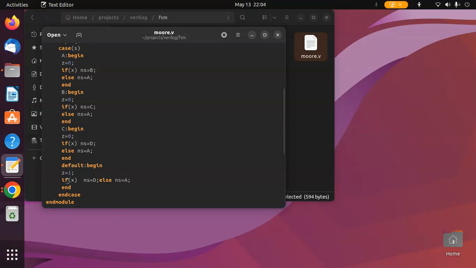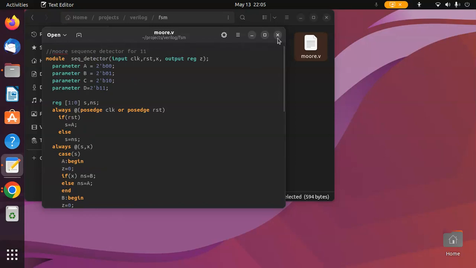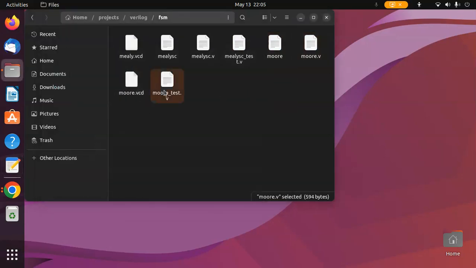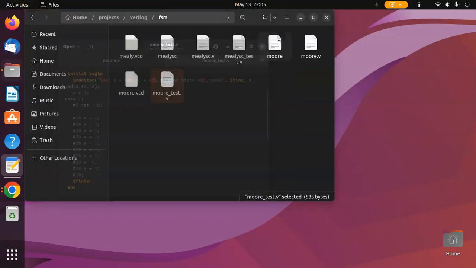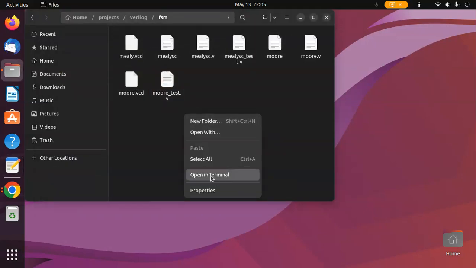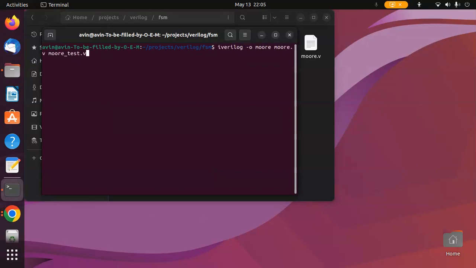And if x is 1, input is 1, then the next state is D, else next state is A. So see, this z equal to 0 is declared before the if condition. In the Mealy circuit, we declared z equal to 1 inside the if condition. That is the biggest difference between Mealy and Moore. Okay, so let's look at the test bench. Same test bench, not much difference. So let's simulate it using Icarus Verilog.